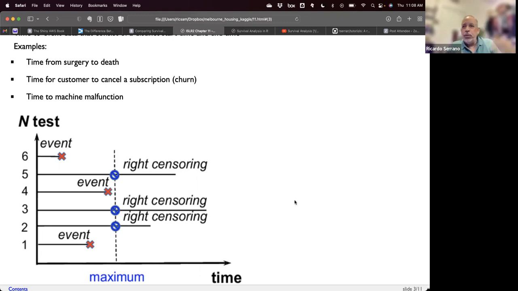But let's say that person moved and didn't leave a forward address. So when you go there, you're not going to find the patient. So that patient also could be censored within that period. That's called, and we're going to see it, interval censoring.